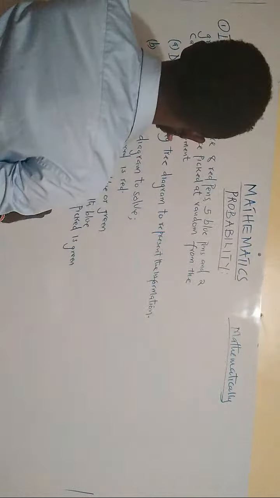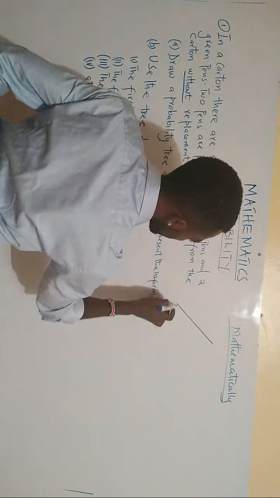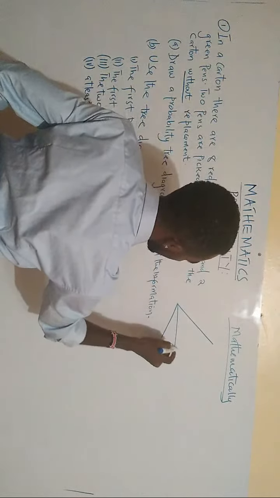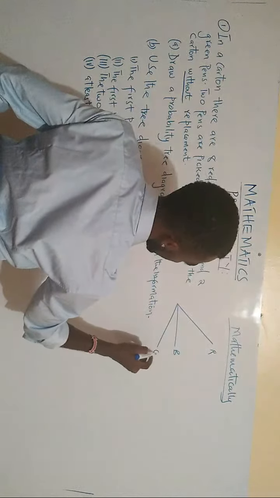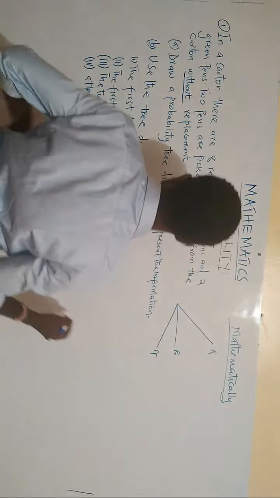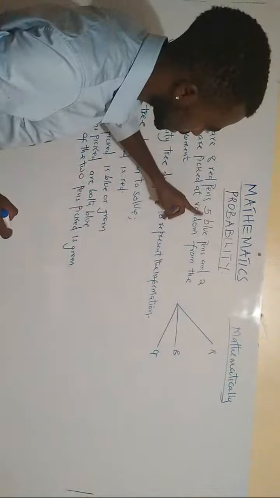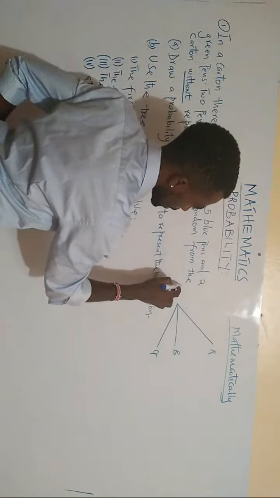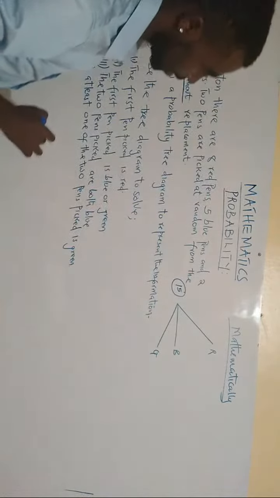So we have 3 different types of pens. Look at this, this is how we form the tree diagram. We have red, blue, and green. In the carton, the total number of pens is 8 plus 5, that's 13, plus 2, 15. So in the carton we have 15 pens.